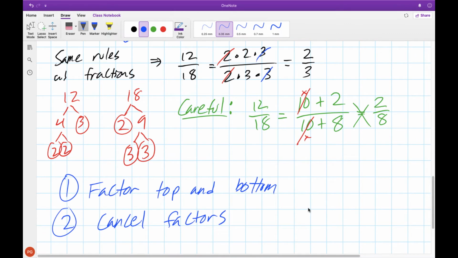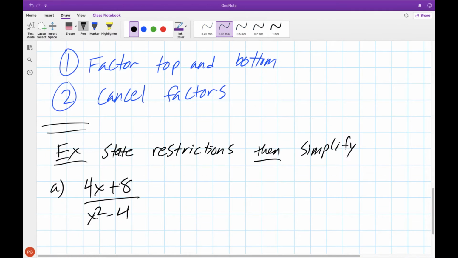So same with fractions, just like our rational expressions, we factor the top and the bottom, like we saw here, and then we cancel out our factors to get our final answer. So for our examples here, we're going to state our restrictions, then simplify.